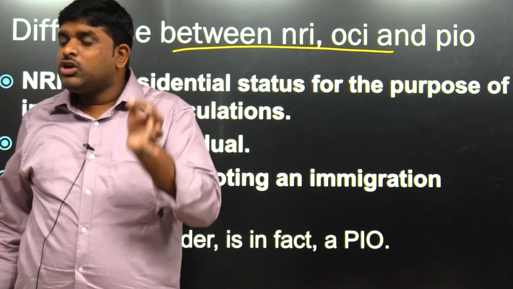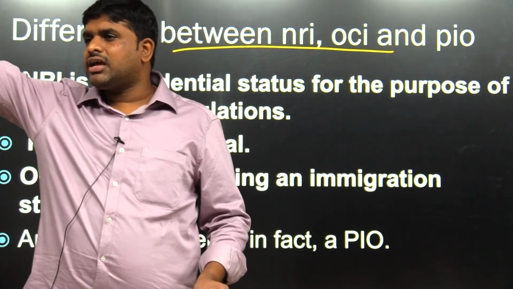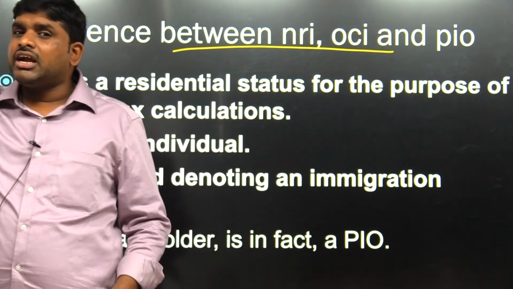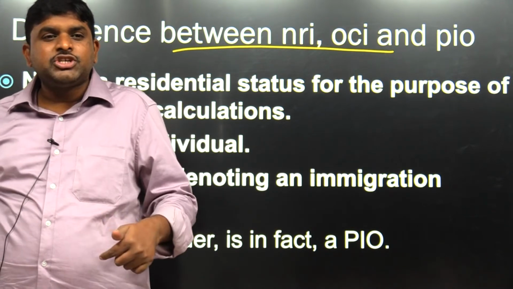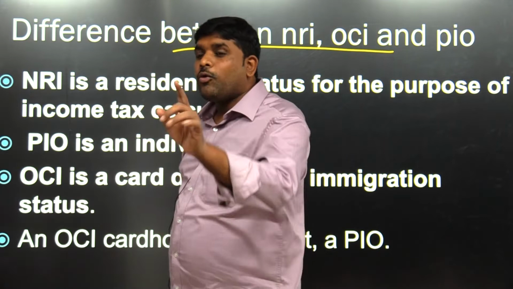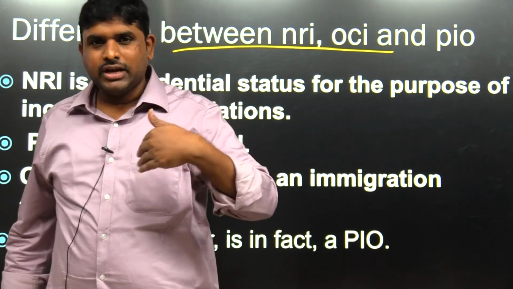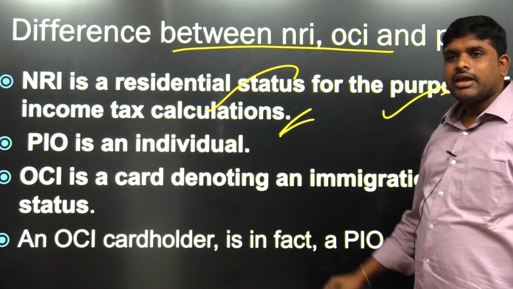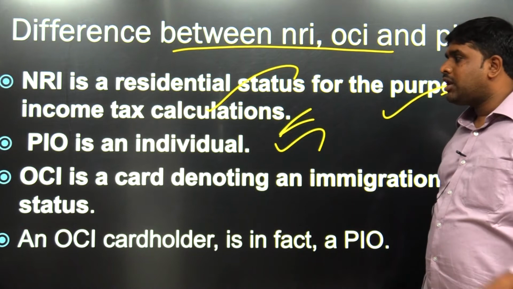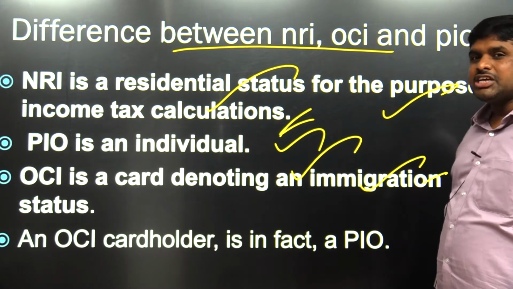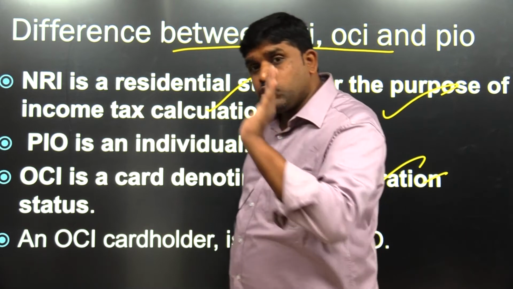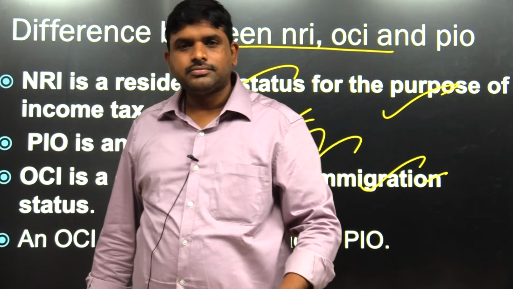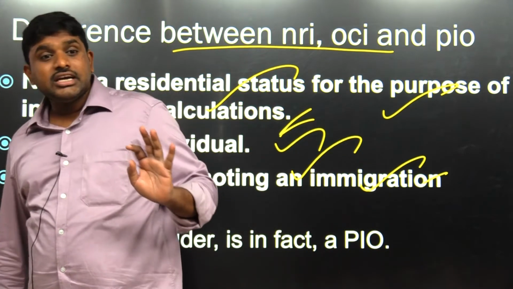Got it? PIO is just a term: a person of Indian origin working in another country who got the citizenship of another country. OCI is an extension of PIO. You are a citizen of another country, but I will also give you citizenship of India, and you come and invest here. Then the PIO will become OCI. I will tell you more about that. NRI is a residential status for the purpose of income tax calculation. PIO is at an individual level. OCI is a card denoting an immigration status. An immigration status means you are a citizen of that country, but you will have some benefits, the same as a citizen of India.